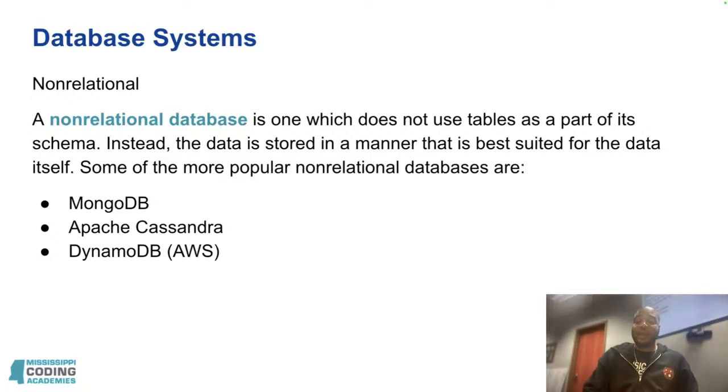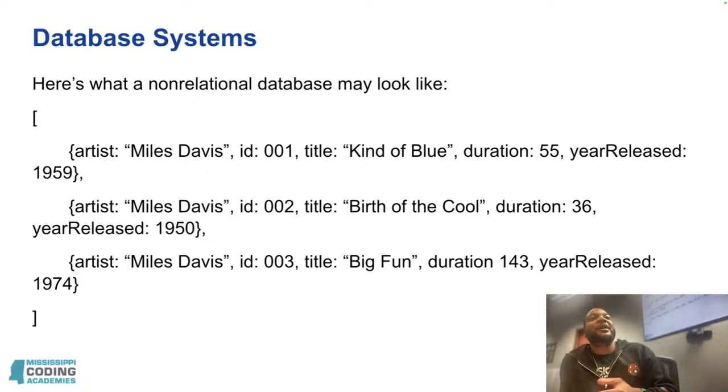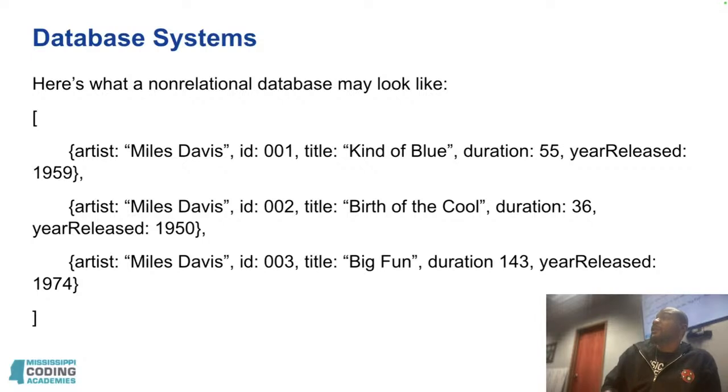Matter of fact, I think I have an example here. Here's what a non-relational database may look like. You see that this first entry, we have artist Miles Davis, with an ID, title, duration, year released. They all have that. What does it look like? It looks like an array of objects, exactly, and that's what it is. This is a non-relational database.